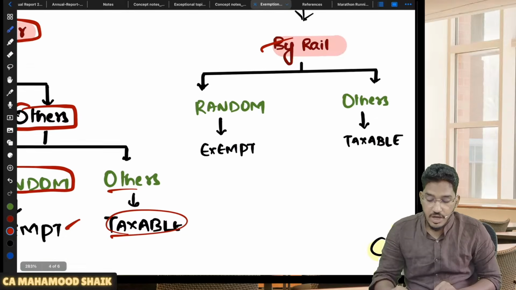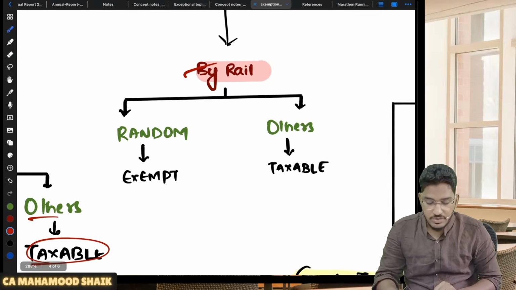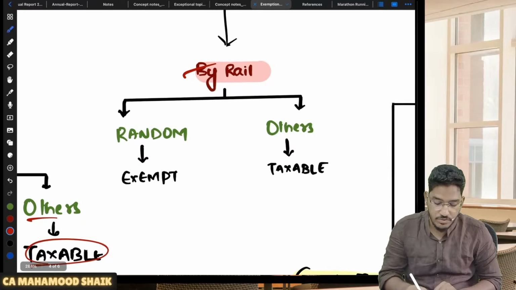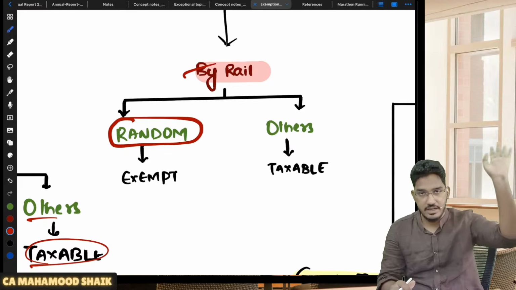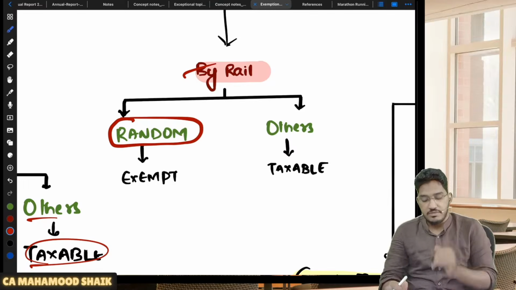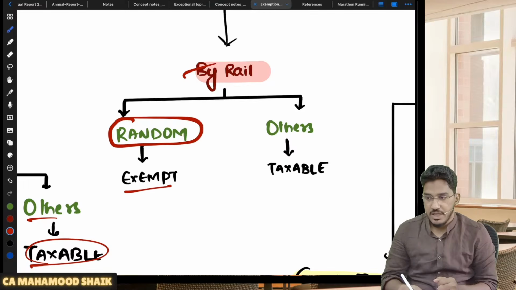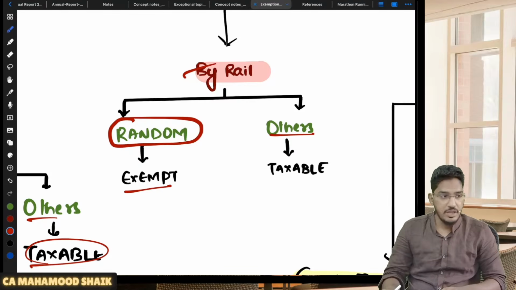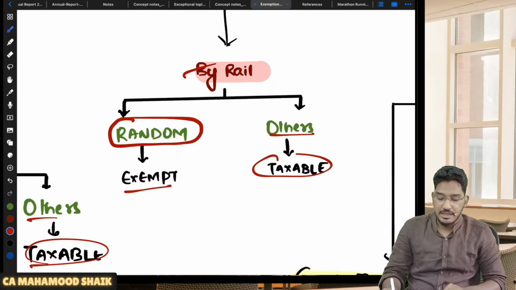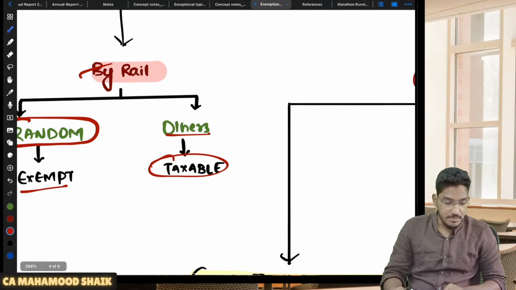Okay, next. Goods are getting transported by rail. Here also, first you have to check what are the goods falling under. If the goods are falling under RANDOM category, once again RANDOM, just now we have seen the list. If the goods are falling under RANDOM category, it will be exempt. If any other goods are there, not RANDOM, if some other goods are getting transported through rail, then it will be taxable. Okay, next comes road.